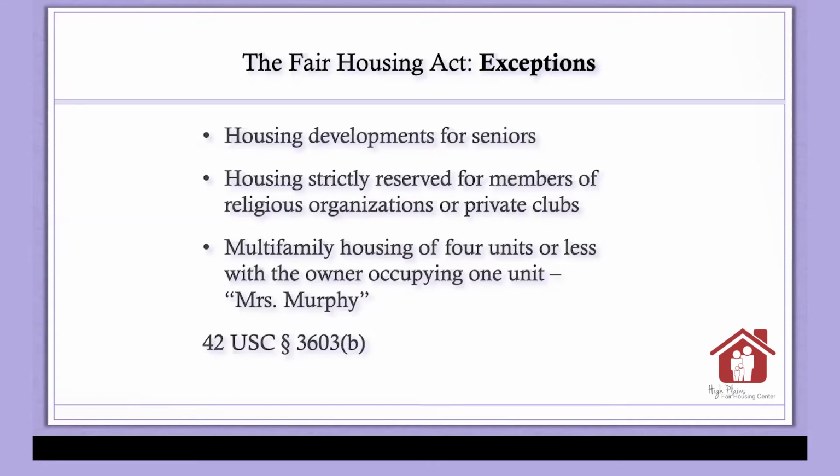And then there are some very, very narrow exceptions for housing strictly reserved for members of religious organizations or private clubs. They do not come up very often, and they're not really welcomed by the courts, but those exceptions are there when appropriate. And then there's an exception for multifamily housing of 4 units or less, with the owner occupying 1 unit. So for a fourplex, a triplex, or a duplex, that's known often as the Mrs. Murphy exception and would be excepted from the provisions of the Fair Housing Act.